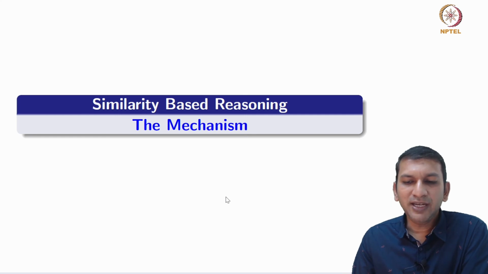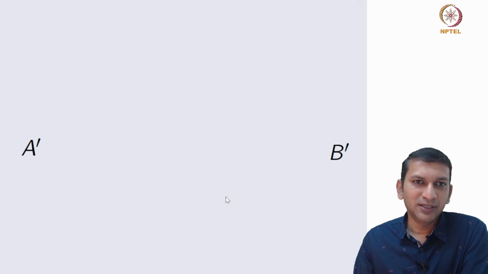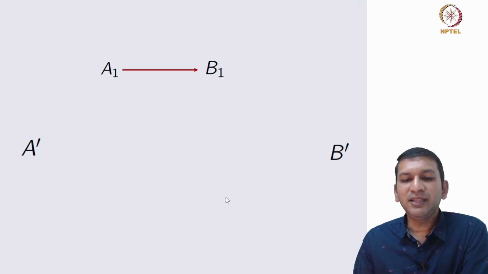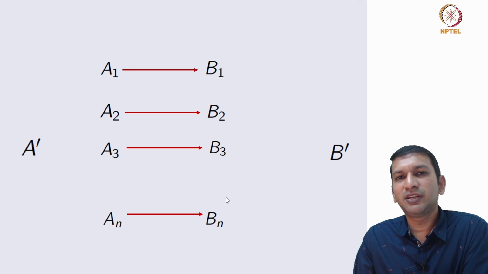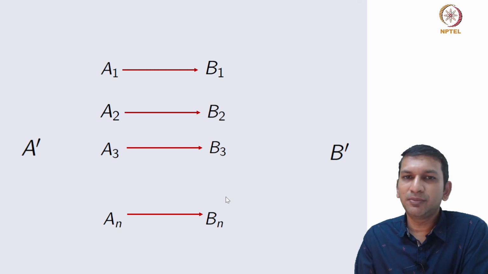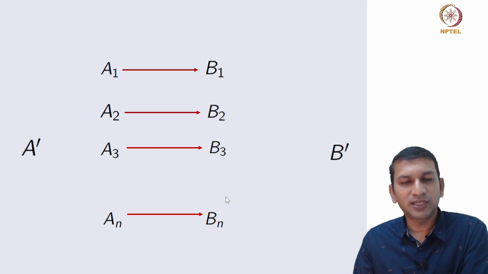Now if you look at similarity based reasoning, once again we are given an A dash, we would like a B dash, but now we are keeping these rules as such. So A1 implies B1, A2 implies B2, A3 implies B3, so on till An implies Bn. Unlike in the case of fuzzy relational inference, we do not change them into fuzzy relations. Instead, we keep the rules as such.